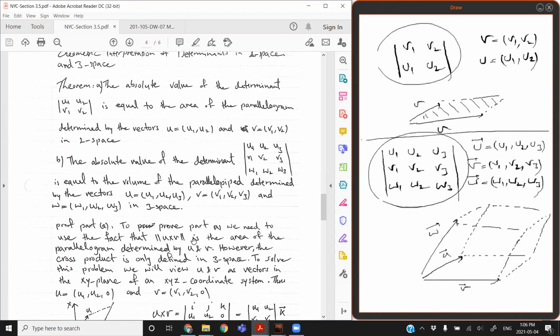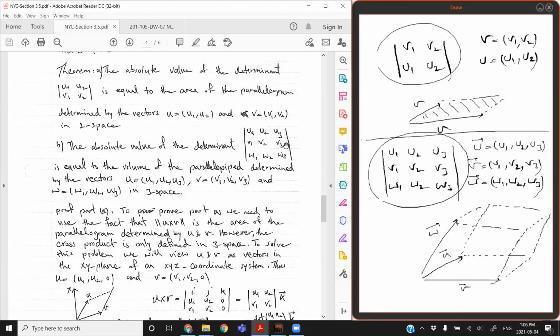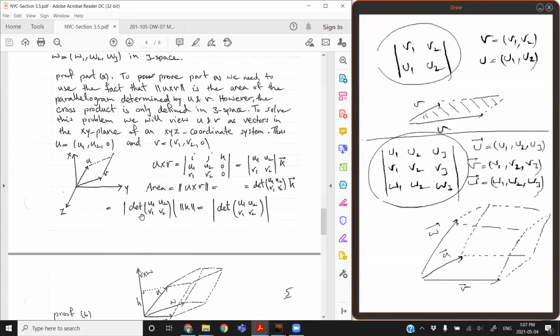And the absolute value of this determinant here is equal to the volume of the parallelepiped determined by the vectors u, v, and w. So here we have the proof for part A.